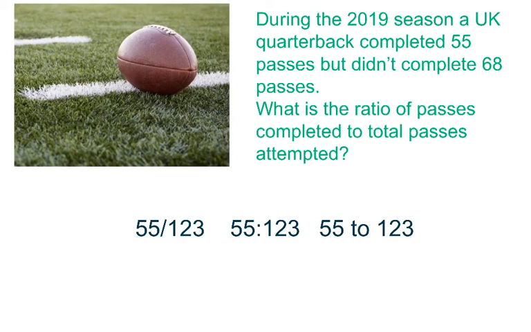All right. Here is our correct part-to-whole ratio for this problem. 55 to 123. There were 55 completed passes, and if you add the completed passes with the passes that were not completed, you get a total of 123 passes attempted. So this ratio tells us for every 123 passes thrown, 55 were completed.